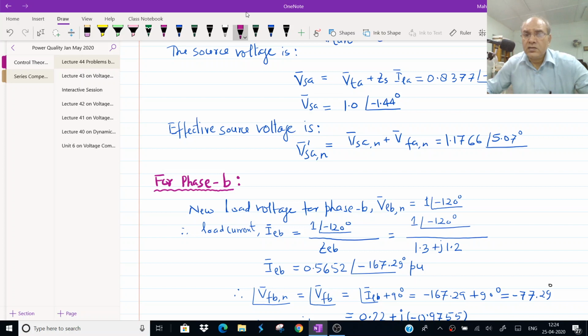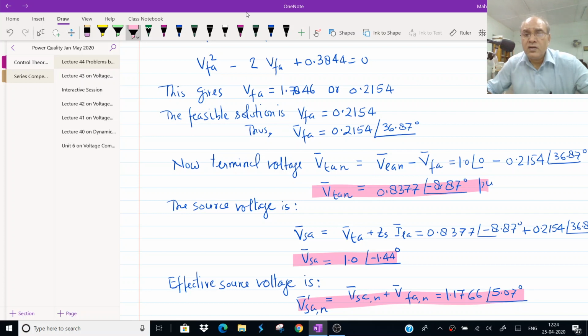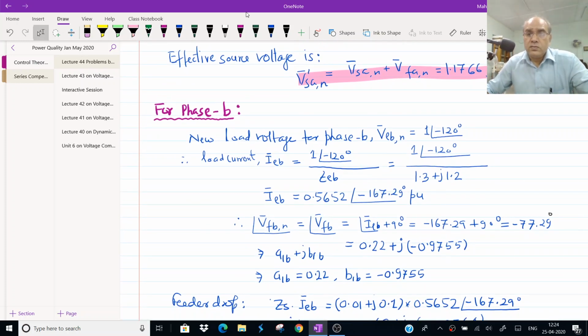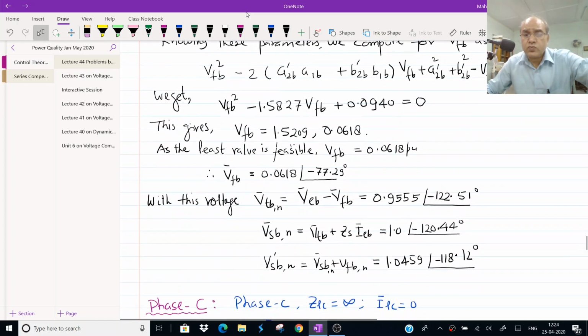BSAN and this BSA, they are the same as the previous results. BSA is equal to this, BSAN is this, okay, and BTN is the same as this. All are with respect to 0.2154, 36.87, they are the same voltages. Because everything I am computing is with respect to the load neutral.